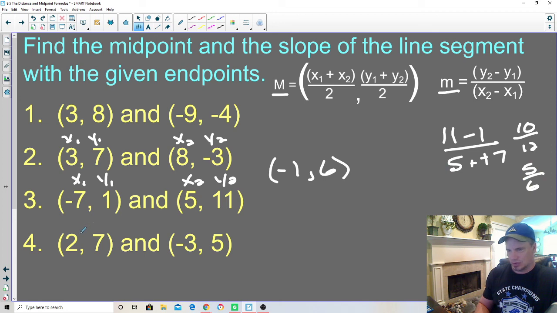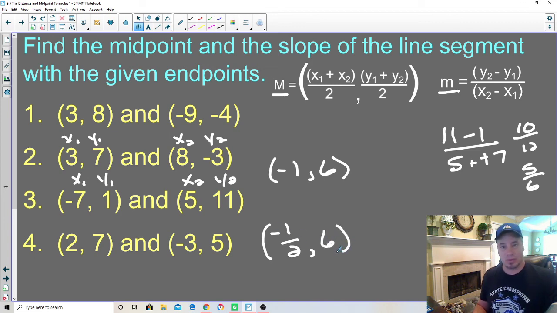Here we've got 2 and negative 3. You add those together, you get negative 1. Negative 1 divided by 2 is negative 1/2. Or if you want to do negative 0.5, I guess you can. Okay, 5 plus 7. Well, that is going to be 12. 12 divided by 2 is 6. So our midpoint's negative 1/2 or negative 0.5, 6.